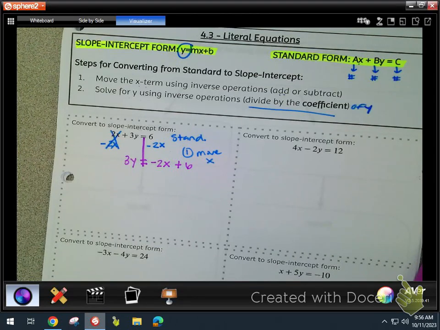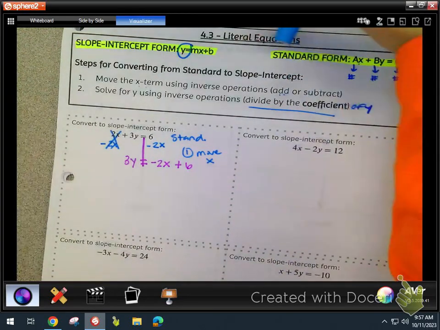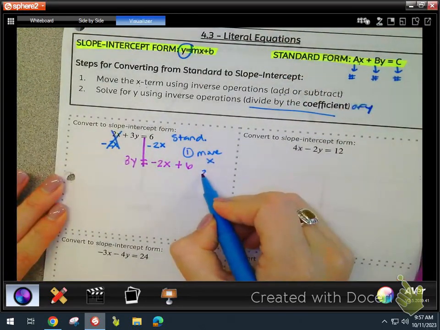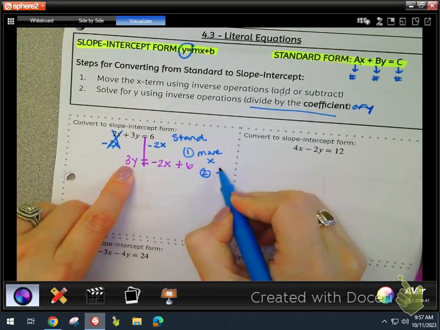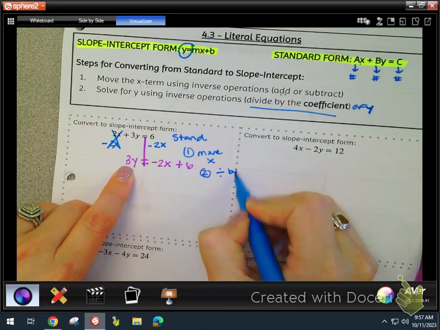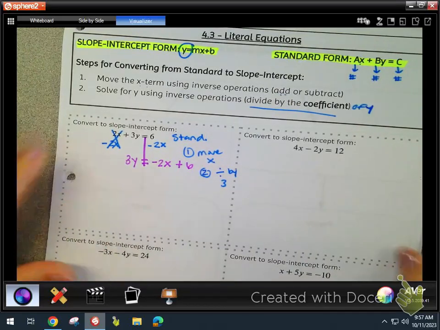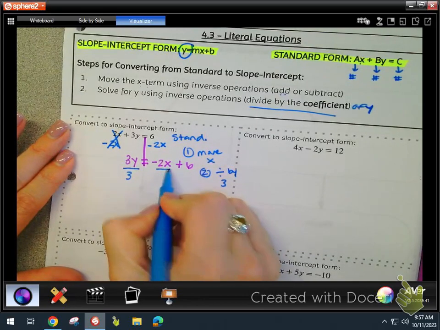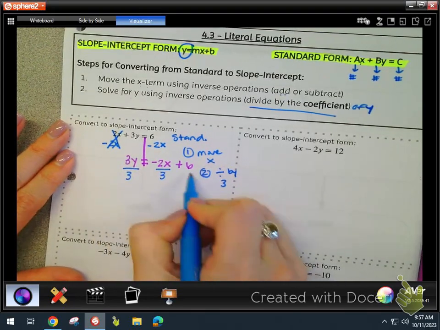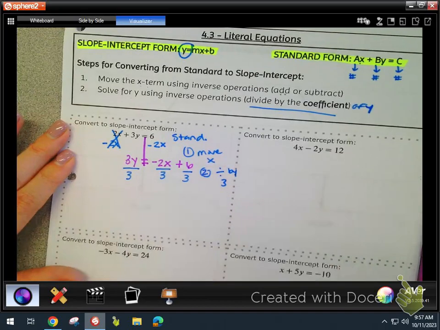Are we okay with step 1? Just swinging that x to the other side. But it's got to be opposite because you moved across the line. So that's step number 1. Step number 2 is to get the coefficient of y. What's the coefficient of y? So we need to divide everything by the coefficient of y. So divide by 3, divide this by 3, and divide this by 3.